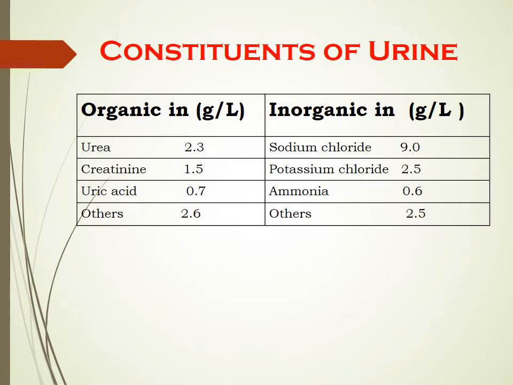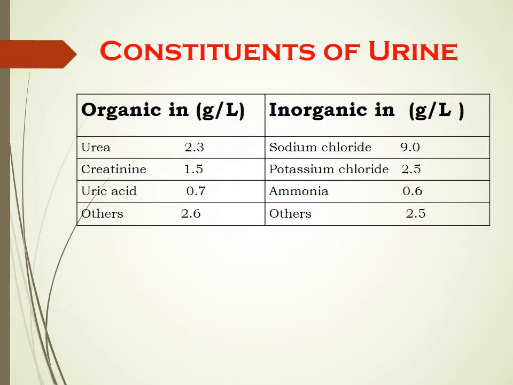Constituent means these are always present in the urine. Organic ones are those produced in our body. Inorganic are what we have consumed through our food. Organic includes urea, creatinine and uric acid and other substances, while inorganic contains sodium chloride, potassium chloride and ammonia. See, nobody will ask you the quantity, the gram per liter, of organic or inorganic substances in urine in your board exam. So if you remember only the names of the organic constituents, that is sufficient.